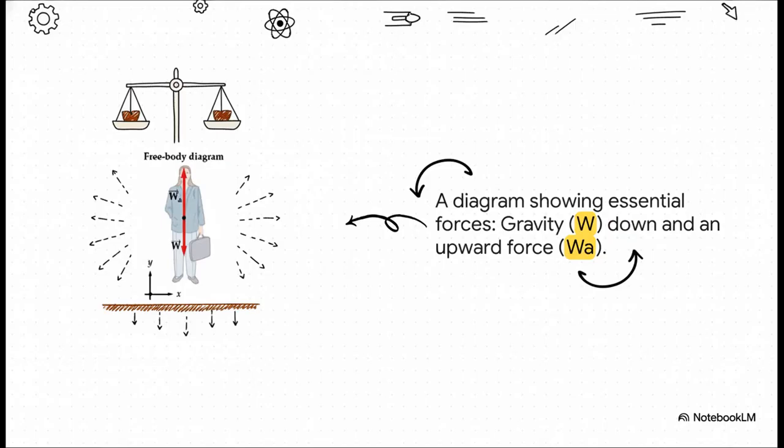So here's a perfect example. A person just standing still. You've got gravity, which is labeled W here, pulling them straight down. But they're not falling through the floor, are they? That's because the floor is pushing back up with a force that's perfectly equal and opposite, which you see as W_A. The forces are balanced, the arrows are the same length, and so nothing moves.